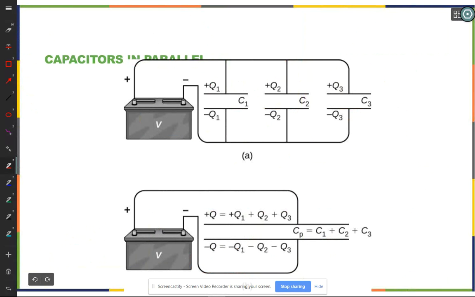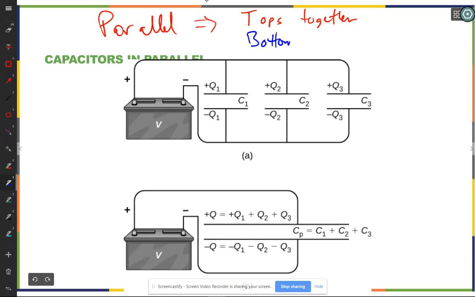Now parallel. Nice job on my alignment of my fonts. I changed the size of the slide and didn't notice that. Parallel means that they have all of the tops together, and likewise all of the bottoms together. So in this picture, here are the bottoms. Those are all tied together with 1 wire.